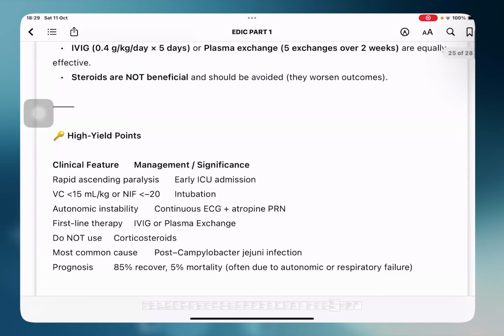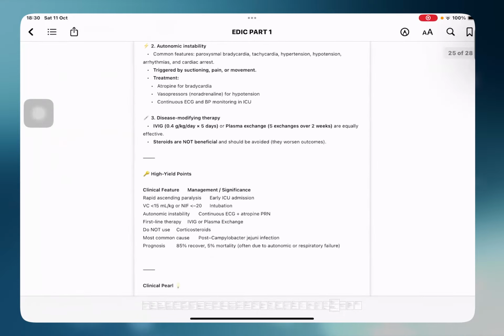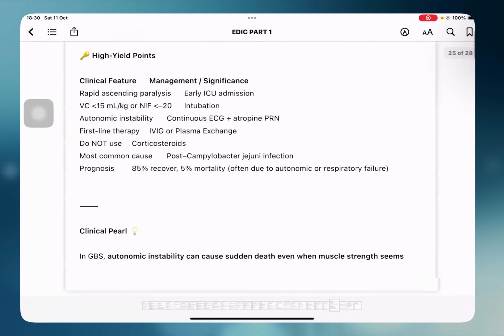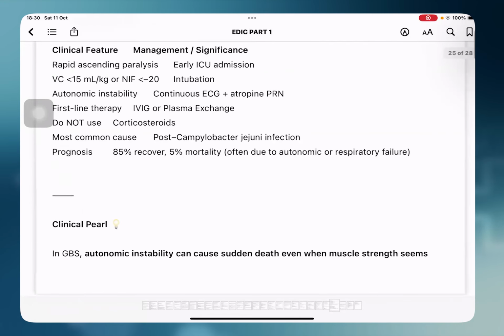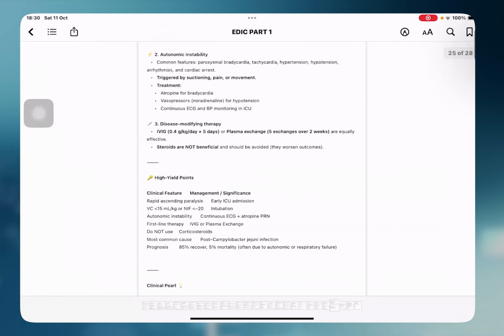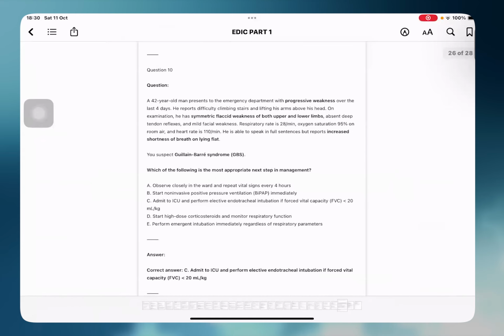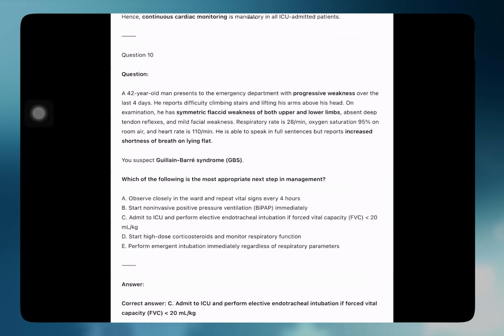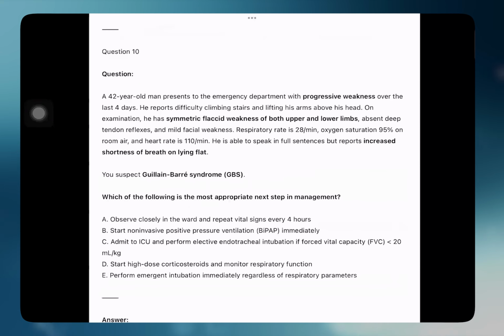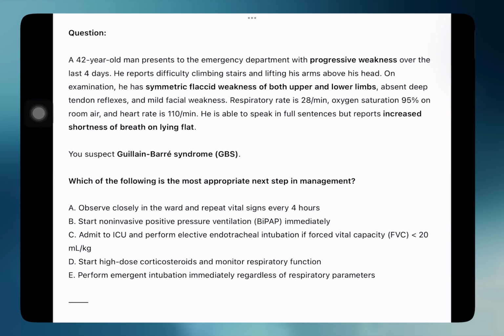First line treatment is IVIG or plasma exchange. Second line is combination of both IVIG and plasma exchange. Do not use steroids. Most common cause is Campylobacter jejuni gastroinfection. 85% will recover, 5% will have mortality. Clinical pearl is that in GBS, autonomic instability can cause sudden death even when muscle strength seems normal. So atropine has to be given immediately, and the patient has to be on continuous monitoring in ICU for all admitted Guillain-Barré syndrome.